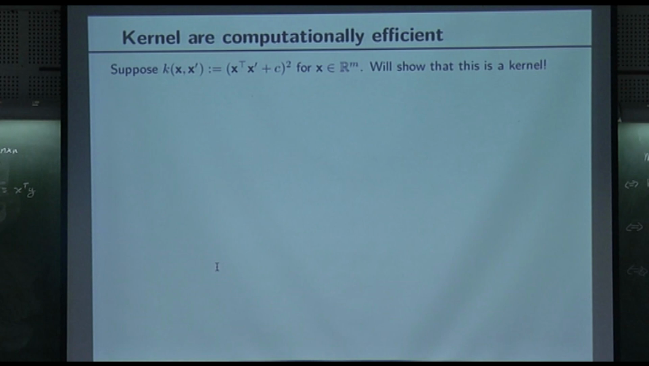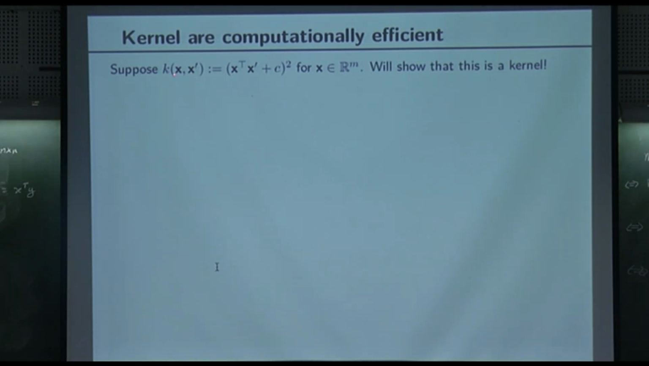Because remember this story that I was trying to build up, that I went from X to this higher dimensional space and then came down. Somehow directly going from this low dimensional space to my kernel should be computationally efficient rather than going to this thing and coming down. And that's the problem that I want to show you.